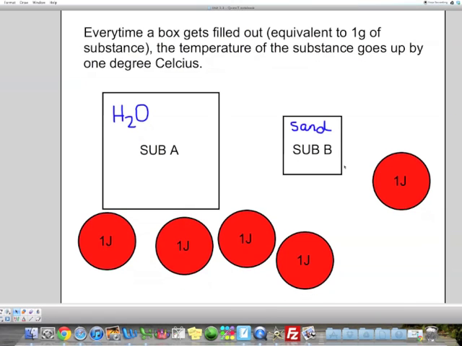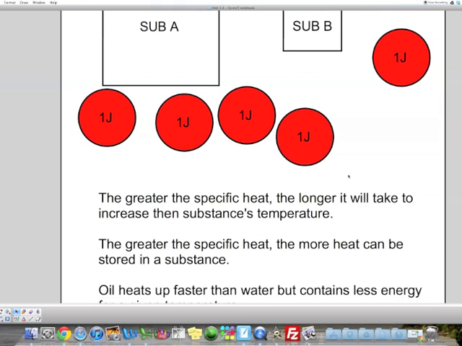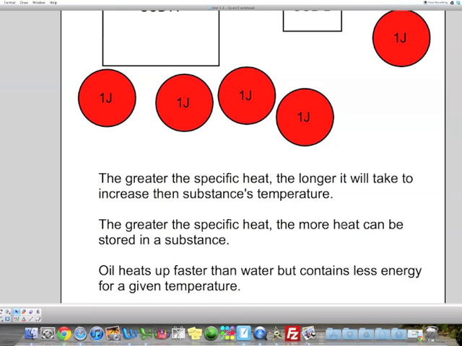Okay, so that's it for the explanation of the heat capacity. So the greater the specific heat, the longer it will take to increase the temperature, the longer it will take to cool it off as well, and also the more heat can be stored within that substance.